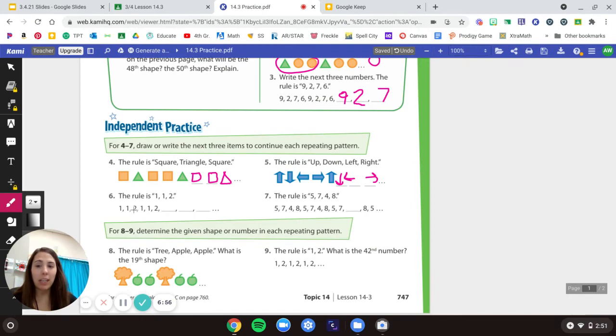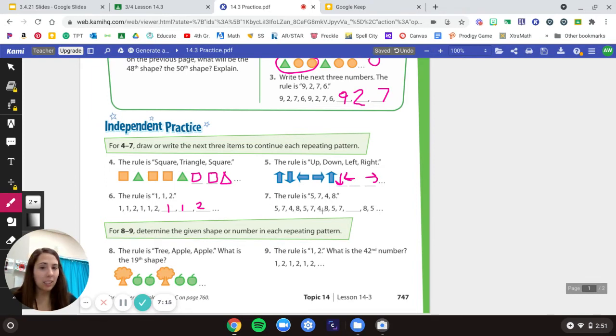All right, so now we have our rule 1, 1, 2. So whenever we look through, we should see that 1, 1, 2. Then it resets 1, 1, 2. That's the end of it. So our next one should be 1, 1, 2.